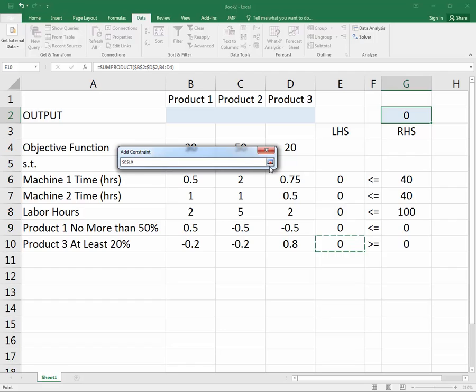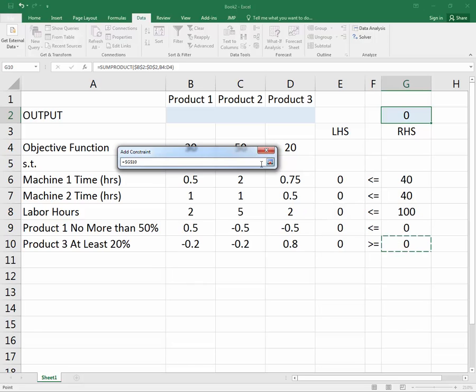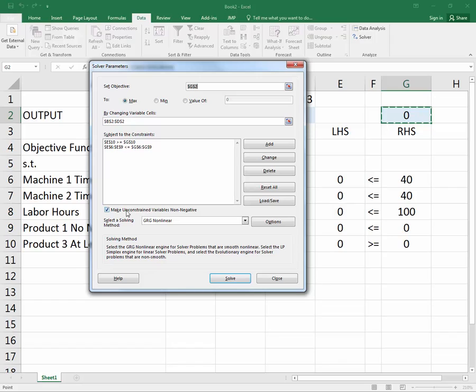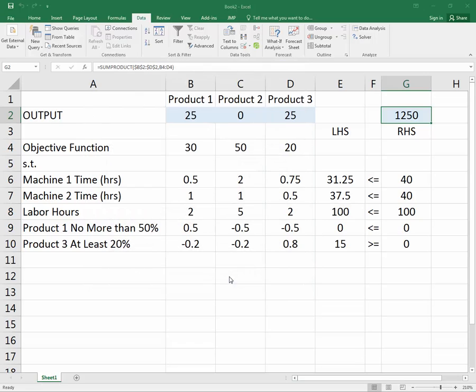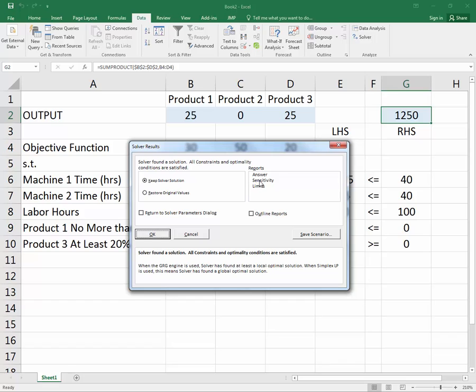So now we have 1 greater than or equal to constraint, which is this guy. Click OK. Make sure that I have non-negativity checked off. Make sure that we pick the correct engine, Simplex LP, because we're doing linear programming. And then click solve. And then this one over here, I want to kick out the sensitivity report. Usually a good idea. Click OK.